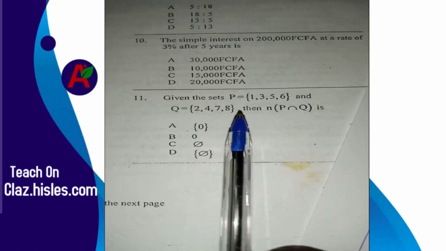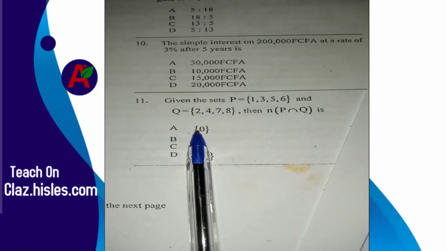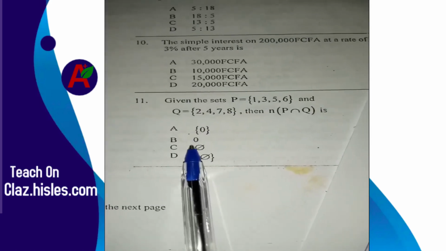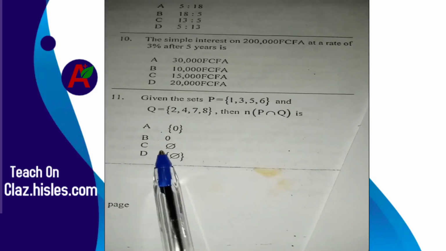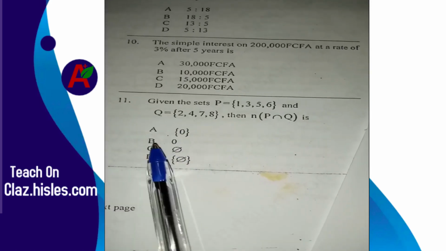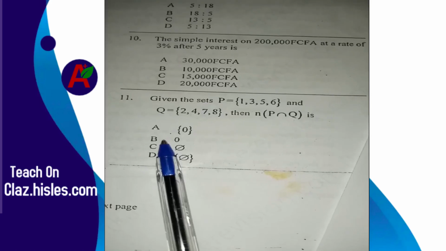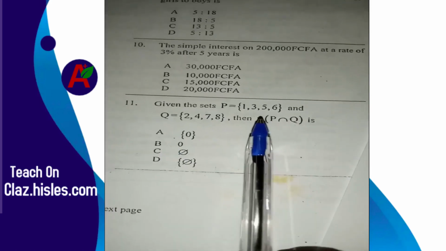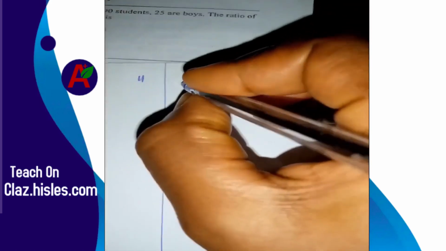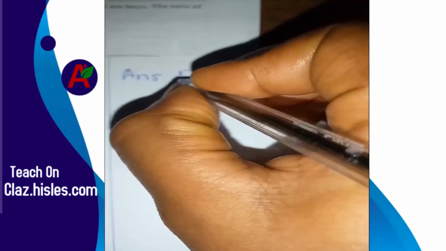And then A gives us a set which has 0 in. So this is a set, this is an empty set, and this is a set with an element in it. So the true answer is B, because B is the only cardinality and cardinality is a number. So number 11, the answer is B.